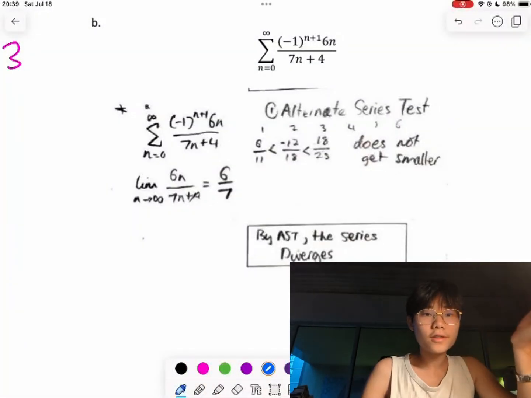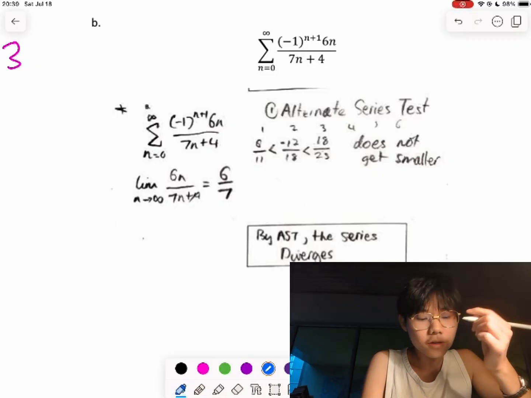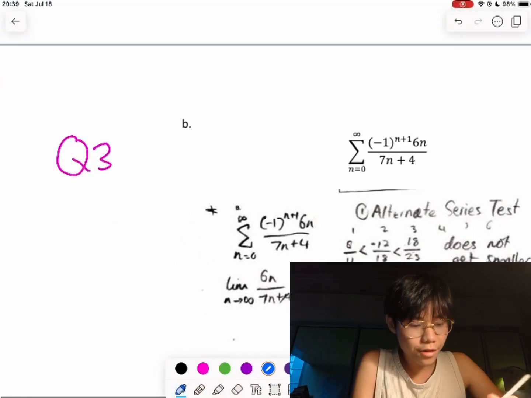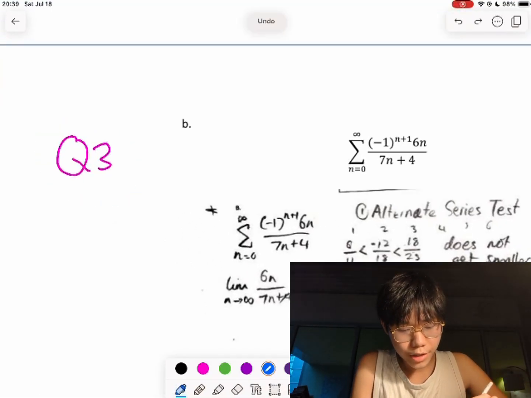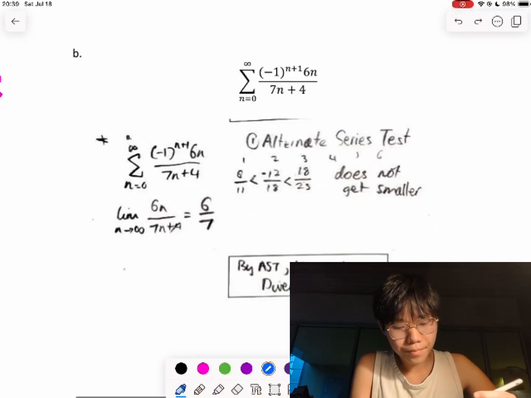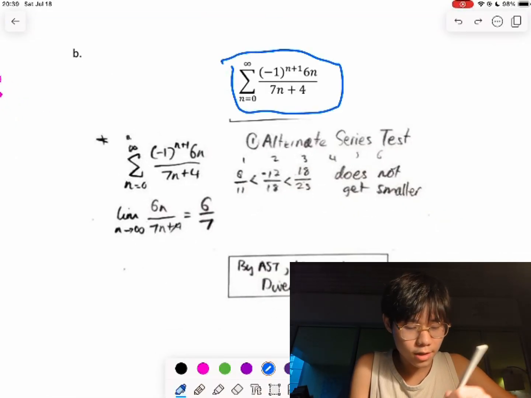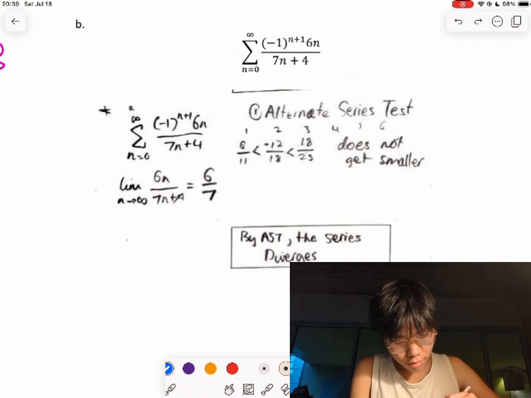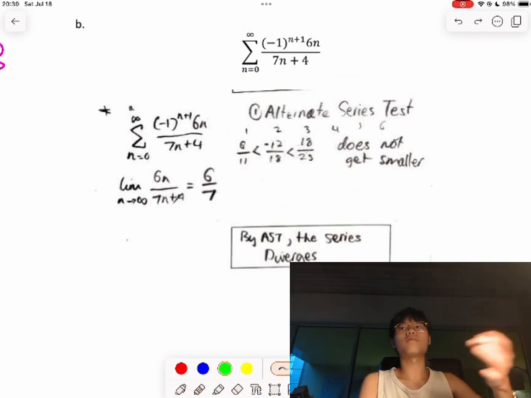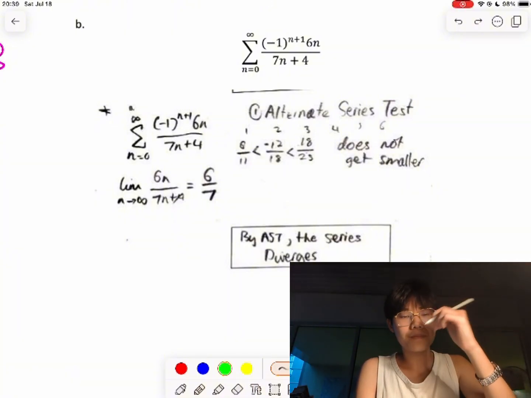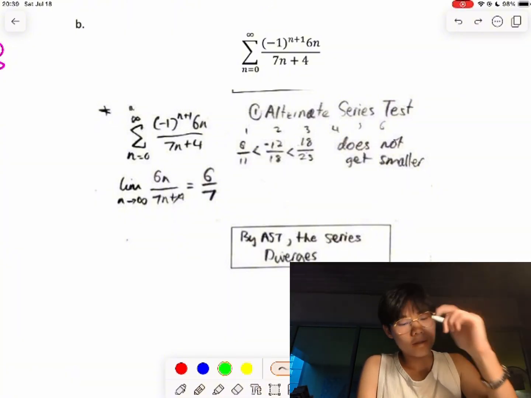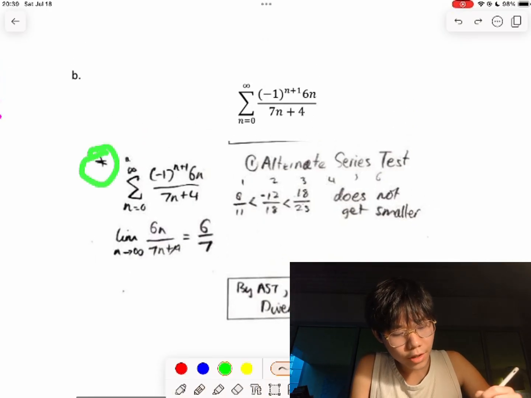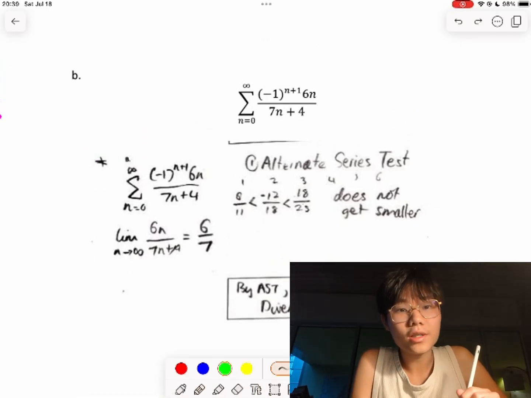So for the first correction video, I'm going to cover question 3 and question 3b, which is this one with the alternate series. So let's just go through what I did wrong first and what went wrong with this question. You can see the star over here. This means that I kind of skipped the question.